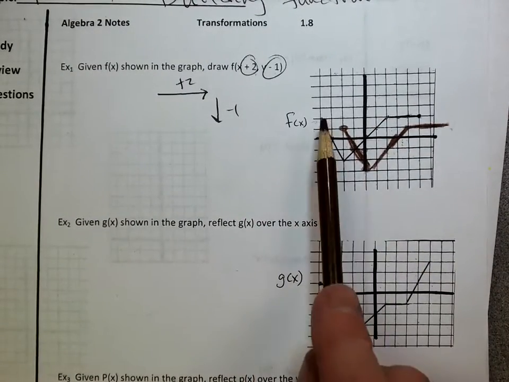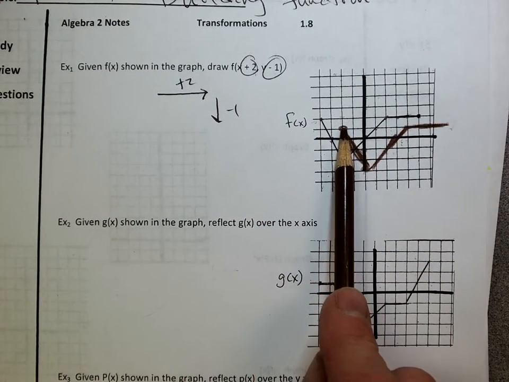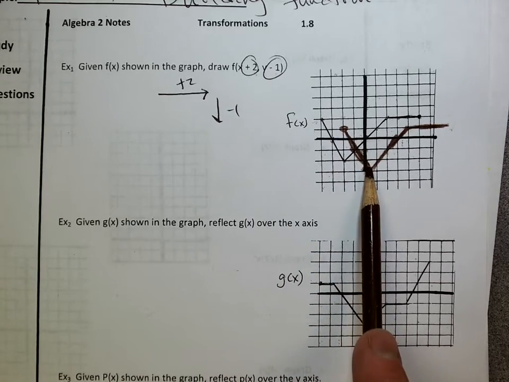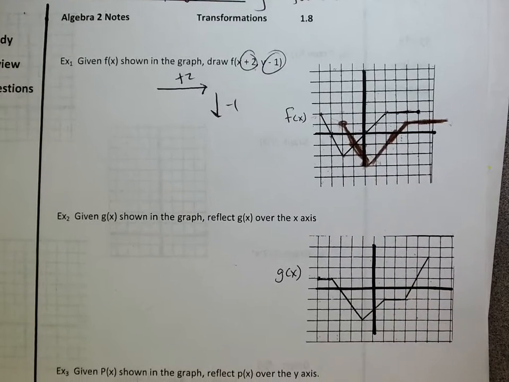Alyssa, you ready? Take this point over 1, 2, 1. There it is. Okay? Take this point over 1, 2, 1. There it is. Take this point over 1, 2, 1. There it is. Connect the dots, right? And you do that every single point, okay?